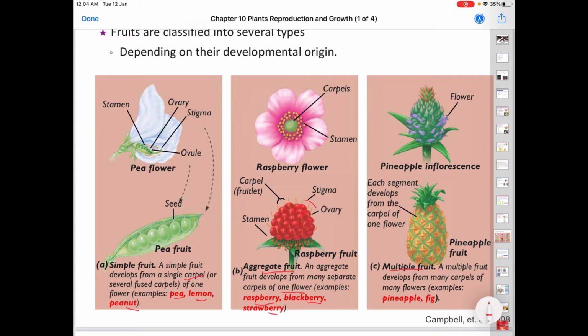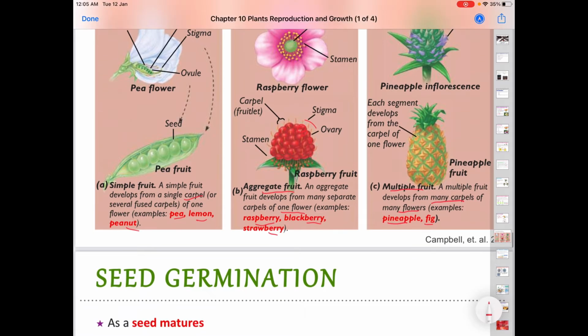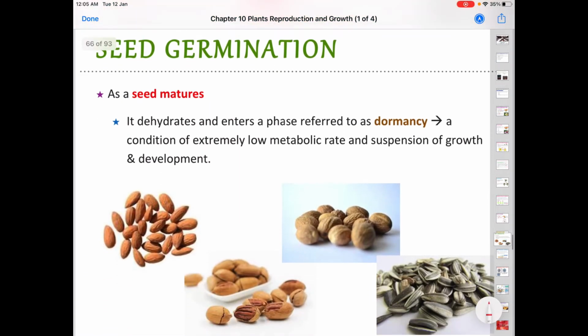And the last is multiple fruit. This multiple fruit is developed from many carpels of many flowers, for example pineapple and fig. So these are the differences in terms of the types of fruit. We have simple, aggregate, and multiple fruit.